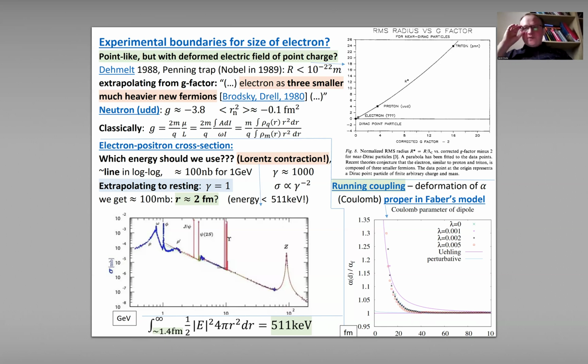Another experimental view is the electron-positron cross-section. Here is the plot for very high energy in GeV. So here is like 100 GeV. What we can see in the log plot is basically a line plus resonances believed to correspond to particles. But these are extremely high energies. Why are we interested in the size of a resting electron? To remove Lorentz contraction and different effects, we should extrapolate this line to resting particles. If we do it, we get like 100 millibarns, corresponding to like 2 femtometer size.